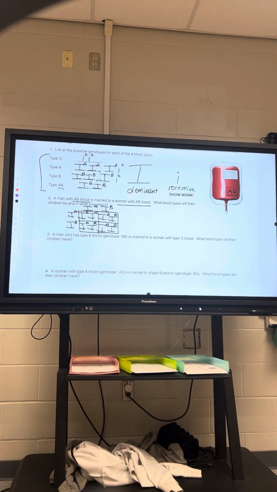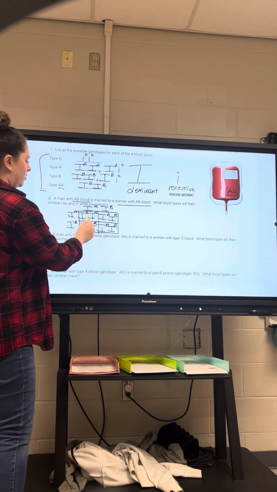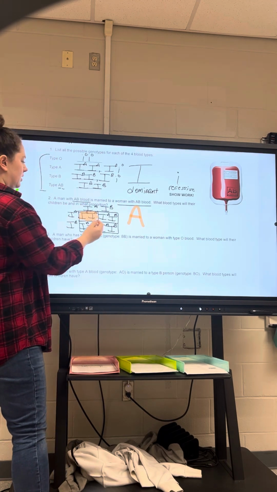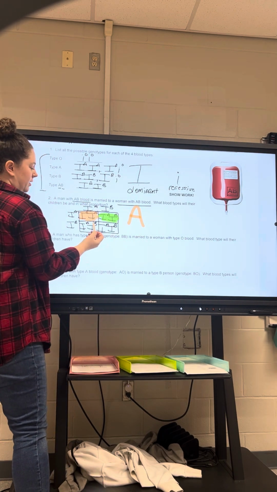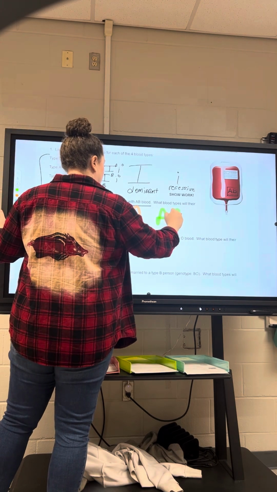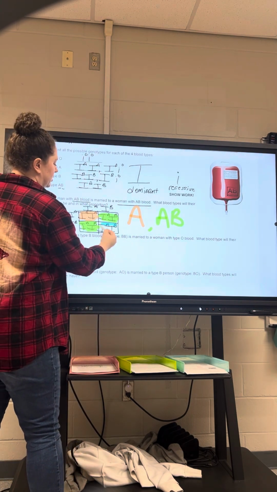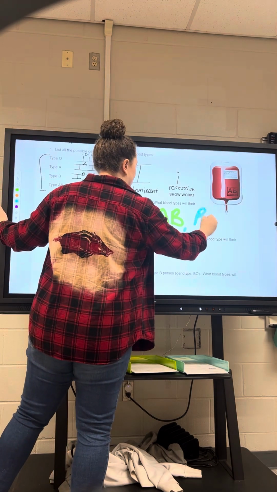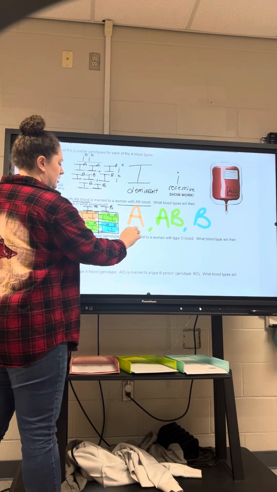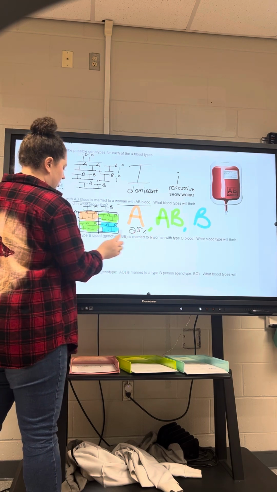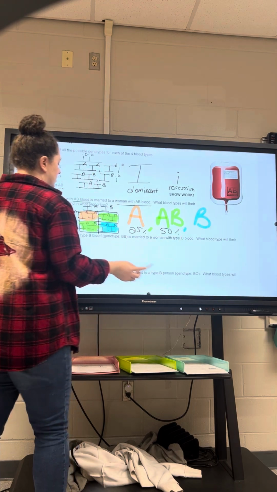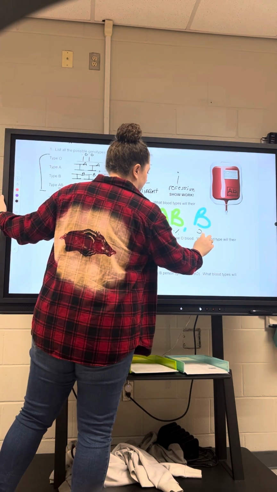So then we're looking at what their blood types are. This one right here is going to be blood type A. This one is I A, I B, so AB, and this one is also AB. And then this one is blood type B. It's also asking for what proportion. So 1 out of 4 is A, so that's 25%. This is 2 out of 4, so that's 50%. And then this one's type B, so that's also 25%.